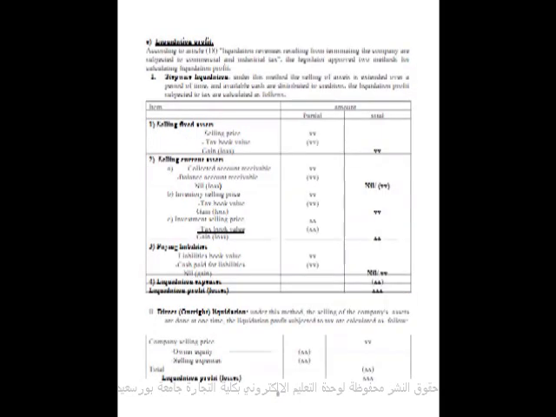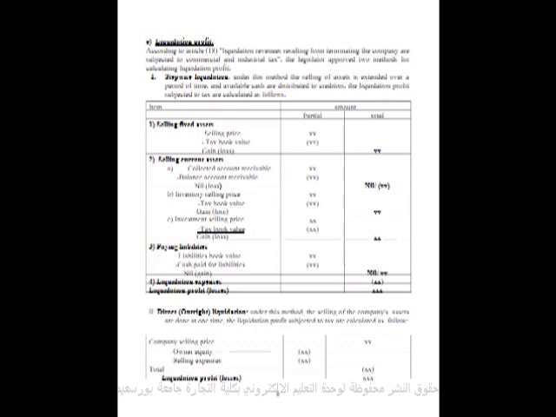The last type of capital gain is the liquidation profit. What is the meaning of liquidation? Liquidation means terminating the company or shutting down the business. We have two methods to calculate the liquidation profit. Both methods are approved by the tax.